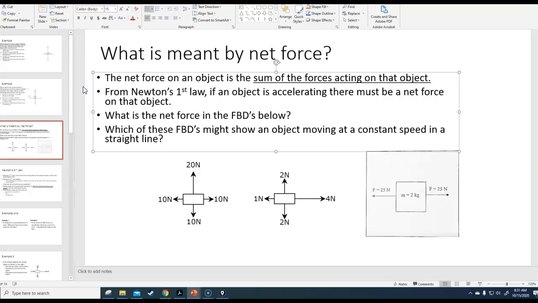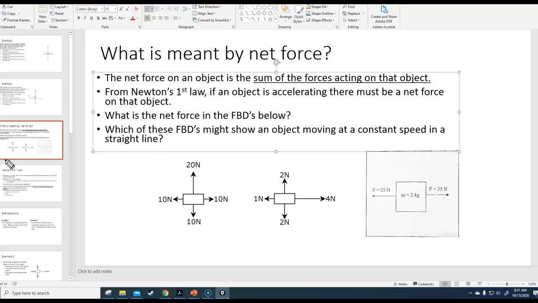Now, why do we care about net force? Well, because if you go back to Newton's first law, we saw that an object at rest remains at rest and an object in motion remains in motion at constant velocity unless acted upon by a net force. That means if an object is accelerating, there must be a net force acting on that object. Okay, so let's do 3 quick examples calculating net force.